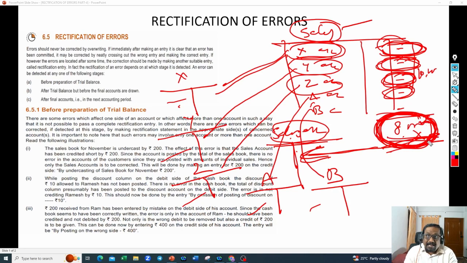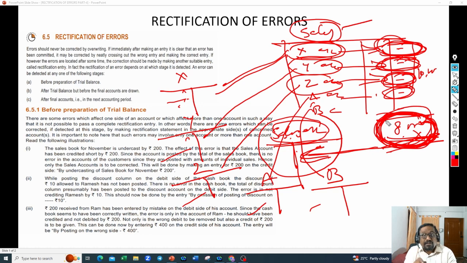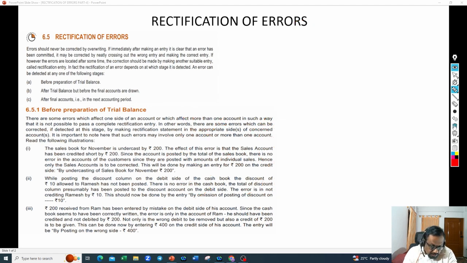If this is undercasted, your sales account will be impacted. What about individual accounts? Individual accounts will not get impacted. Why? Because individual amounts posted against each customer account will go to their respective accounts. That is the reason. The assumption here is the individual accounts are being posted correctly, whereas sales account got posted incorrectly. Why did it get posted incorrectly? Because the total of the sales book is undercasted. Are you getting my point?